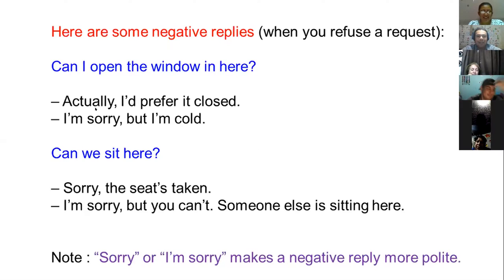Okay. Y las primeras dos. Can I open the window in here? Actually, I prefer it closed. Realmente, yo prefiero que esté cerrada. Y ya te están haciendo así, right? Like that. Actually, I prefer it closed. Okay, like that. And next one. I'm sorry, but I'm cold.